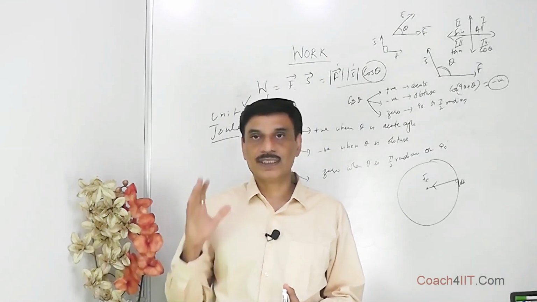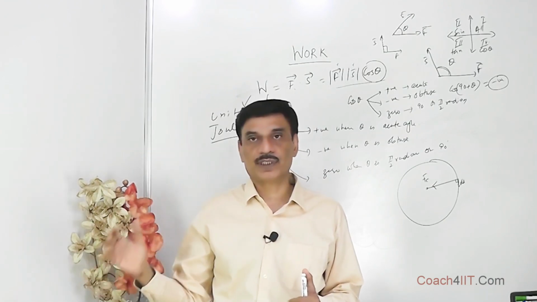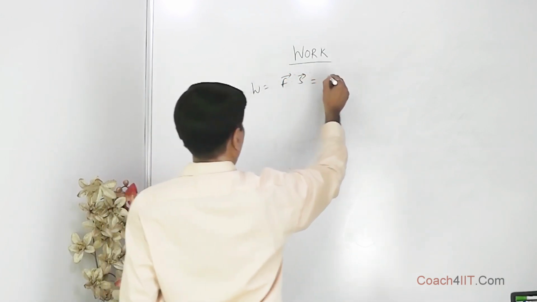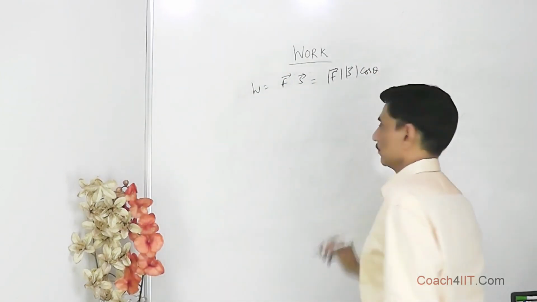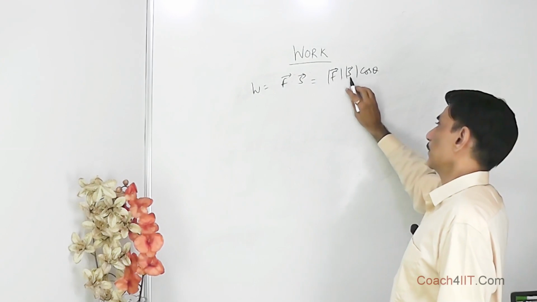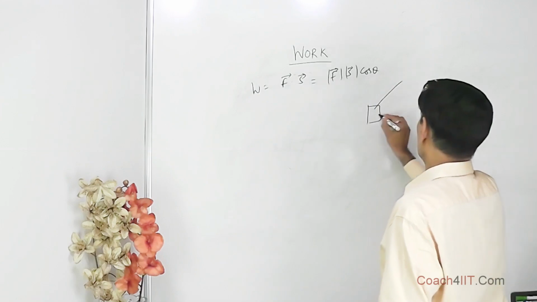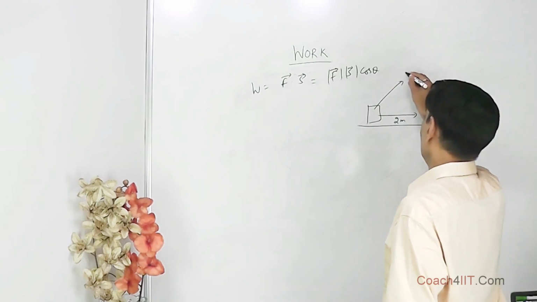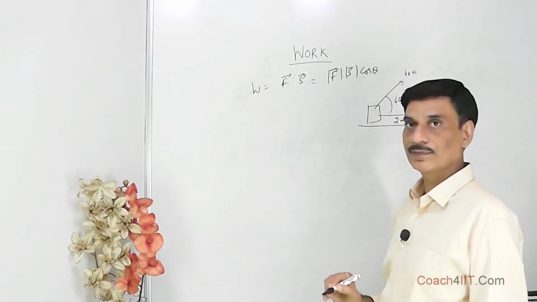Do not confuse this definition, which is followed in physics, with the general terms we use in everyday life. So work is F dot S, the dot product, which is equal to magnitude of F, magnitude of S, and cos theta. Now you may be given directly the magnitude of the force vector, the magnitude of the displacement vector, and the theta between the two. Let's say there is a body here which moves 2 meters, and a force of 40 Newton has been applied at an angle of 60 degrees.